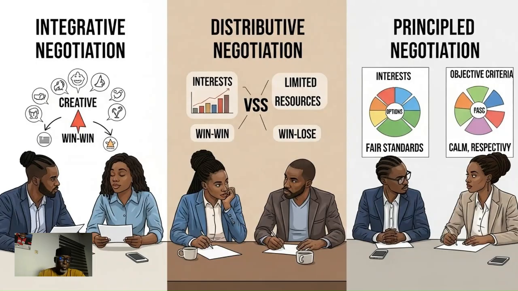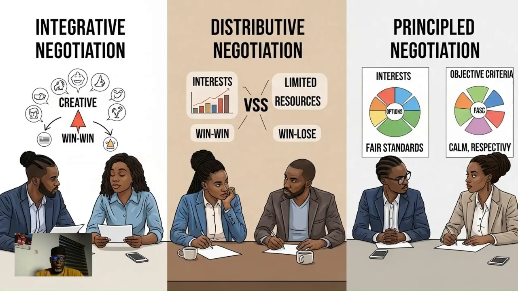Now, we want to start with negotiation strategies and tactics. We know that negotiation is a process where two or more parties communicate and begin to reach a mutually acceptable agreement. So effective negotiation involves preparation, clear communication, and even strategic thinking.